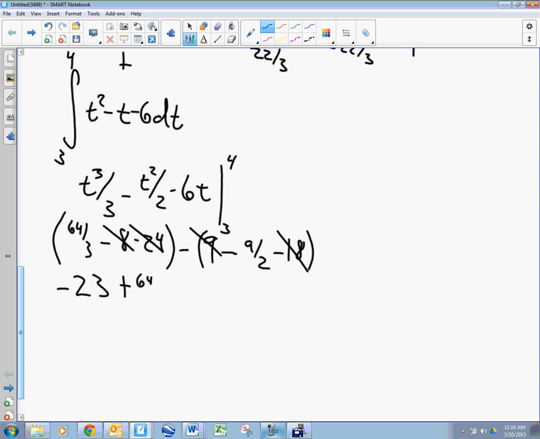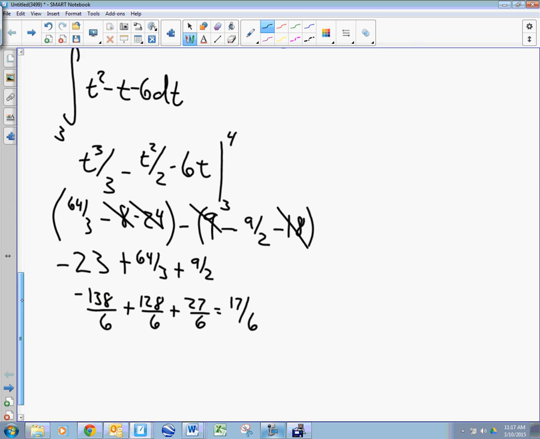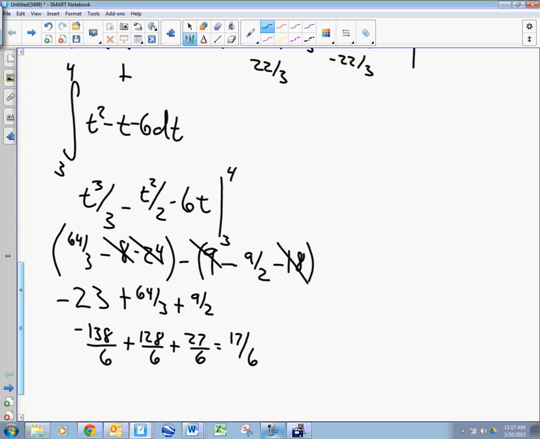So plus 64 thirds. That'll be plus 9 halves. Turn this all into sixths. So 23 times 6, negative 138. So negative 10, positive 27 is 17 over 6. Did we know that was going to be positive?